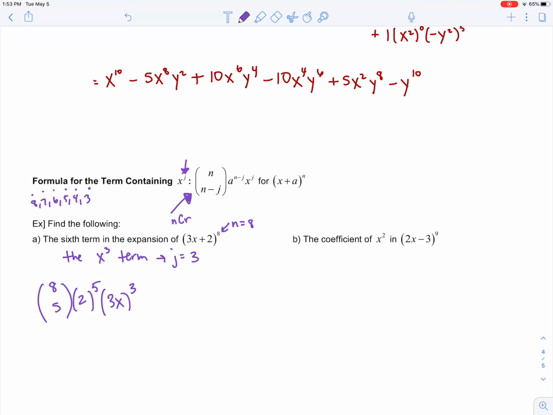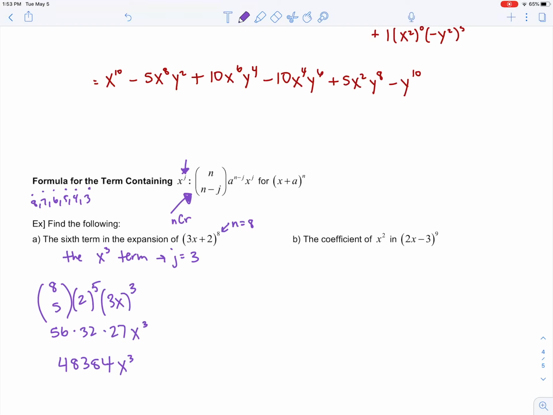So in order to do 8 choose 5, we need to find that nCr function on your calculator. I can include a page about that in Canvas. I'm just going to type it into my calculator now. 8 choose 5 is 56. 2 to the 5th is 32. 3 cubed is 27. And then x cubed is x cubed. So 56 times 32 times 27. So that term is 48,384 times x cubed.